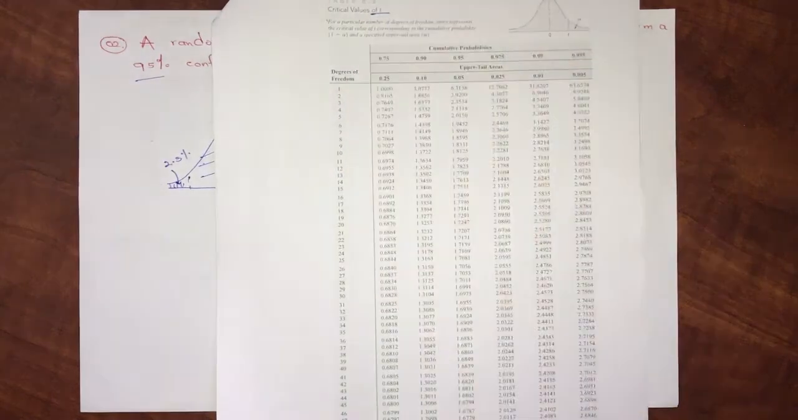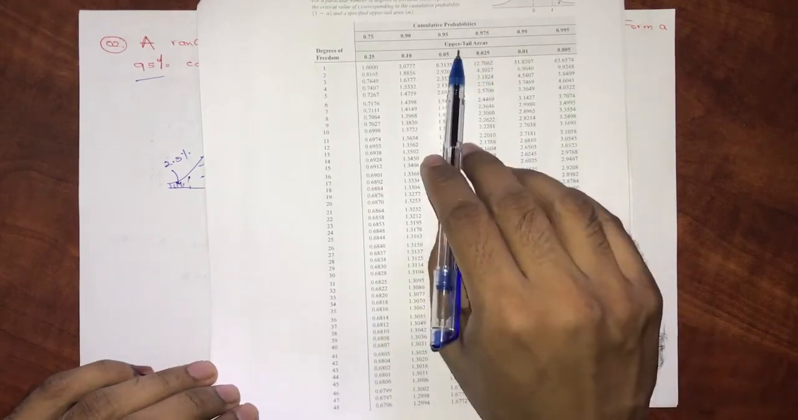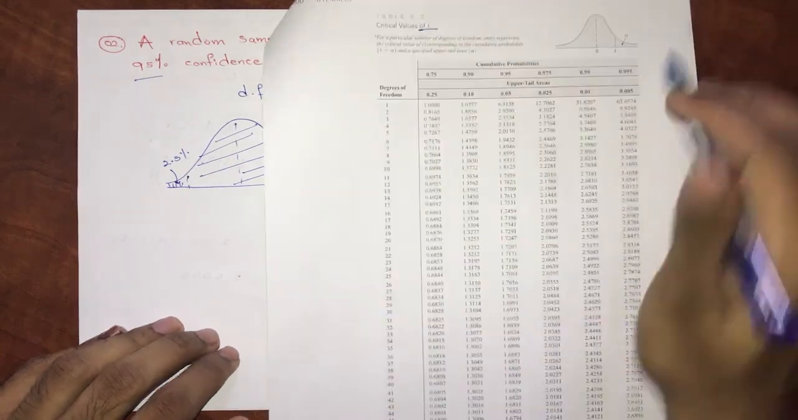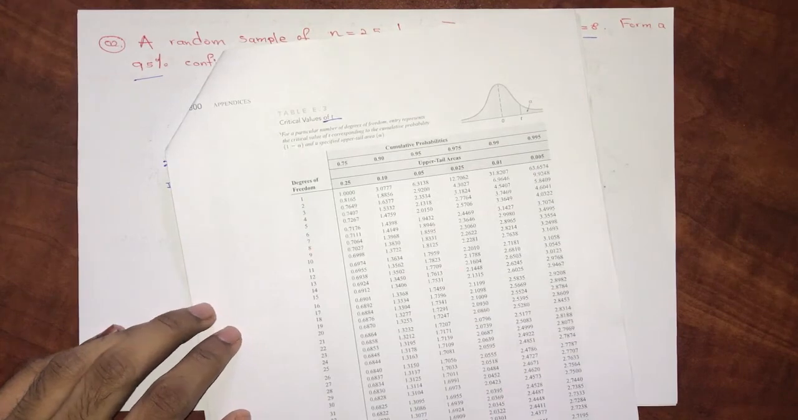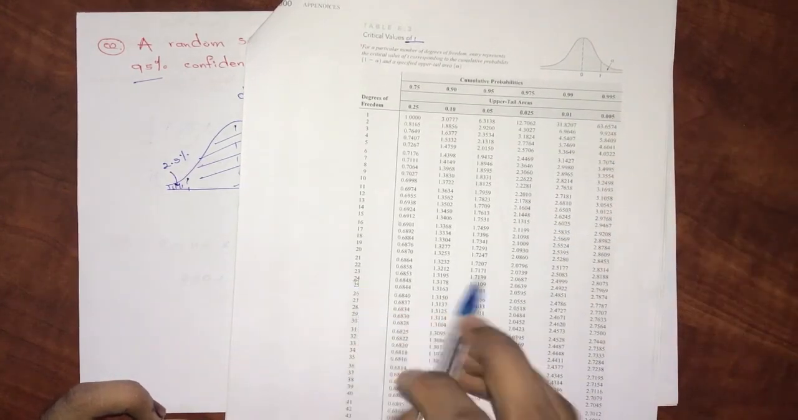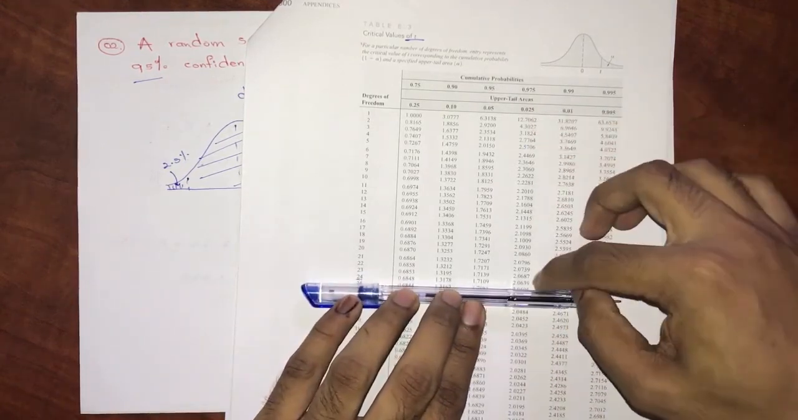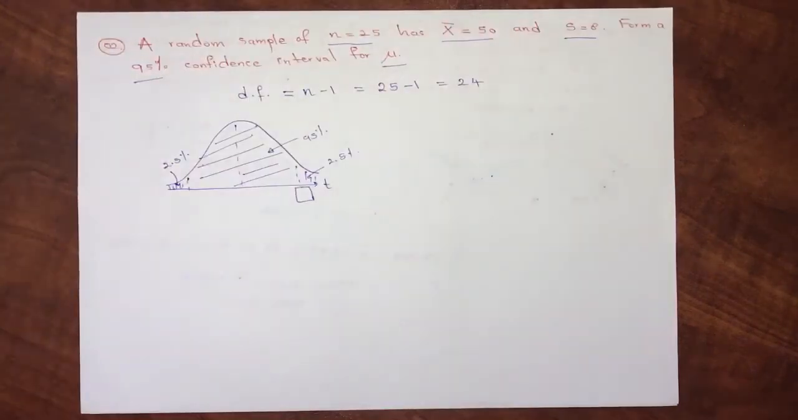We take our t table this time, critical values for t, and you have your degrees of freedom in your first column, and you're given your upper tail areas. So here what we require is this area over here to be 0.025, right? So 0.025 is given by this column. You have 24 degrees of freedom, right? So how do you look at the value? You have 24 degrees of freedom, 0.025, 2.0639. That is your value.